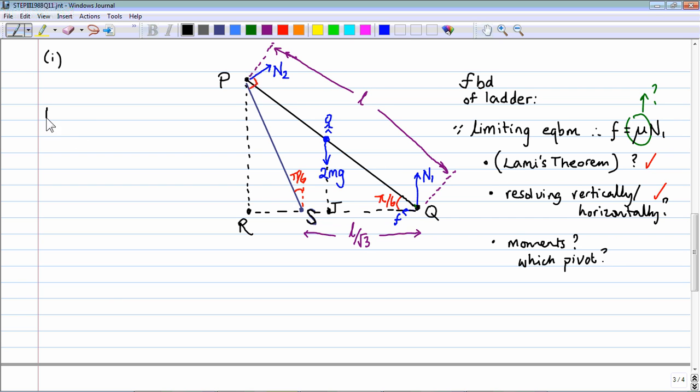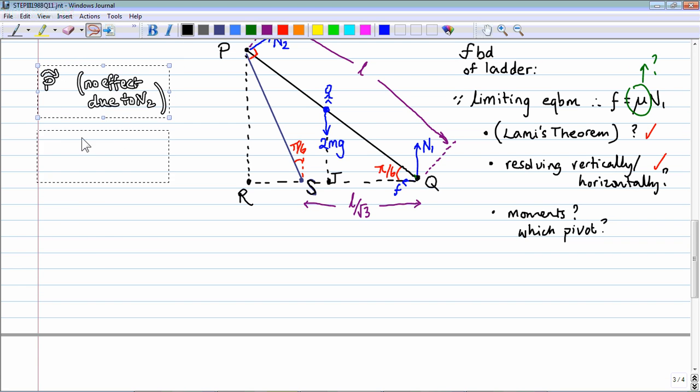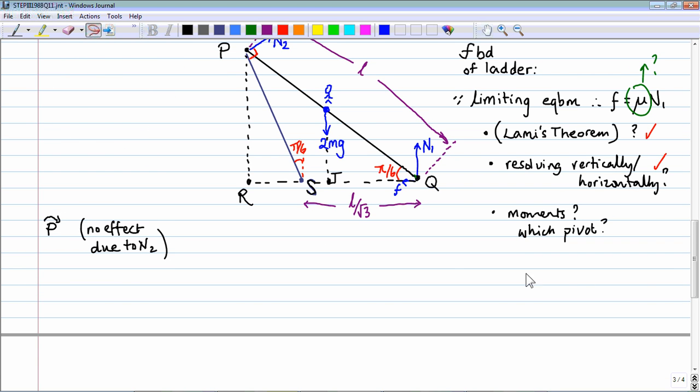Let me show you what I mean. First I'm going to take moments about P. And the reason I wanted to start with that is because the problem is I don't know the value of N2 just yet. So I think taking moments about P is the natural first step, because we don't know N2, and in order to work it out we would have to do a bunch of resolving, and we get simultaneous equations, which I don't want. But if I take moments about P, let me maybe do this lower down, then the effect of N2 is 0, so I can just ignore it.